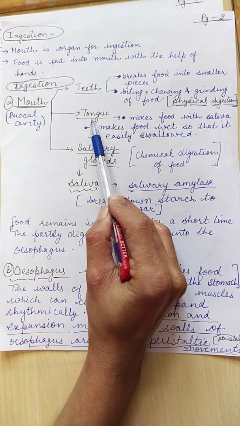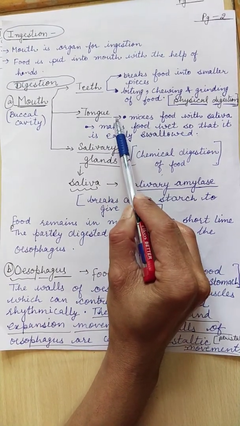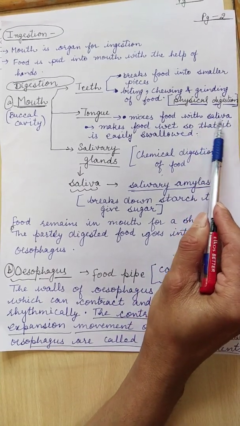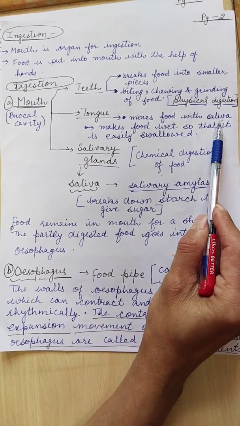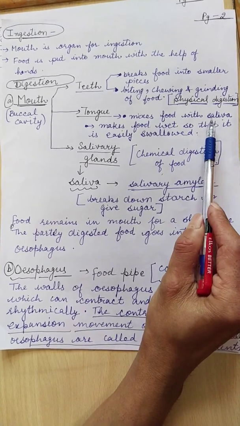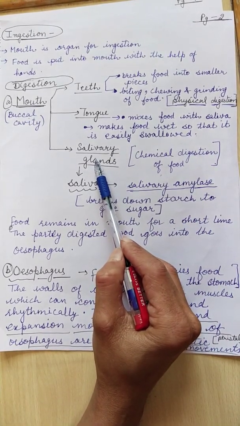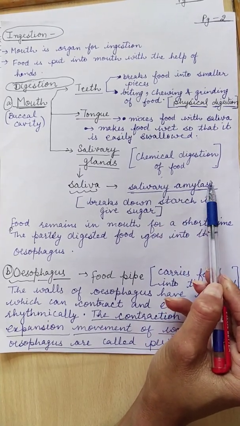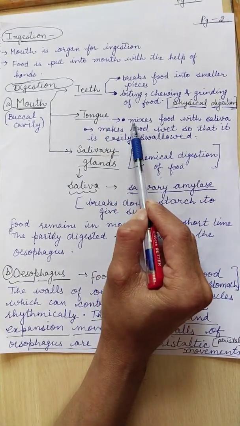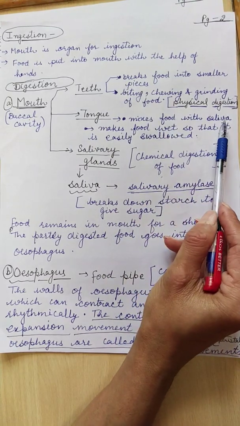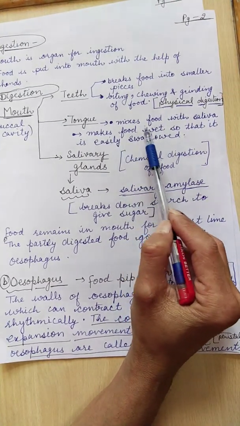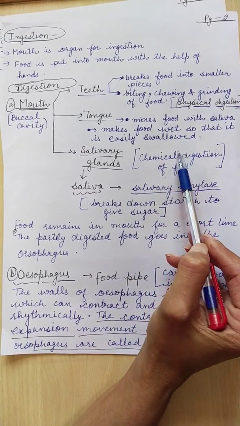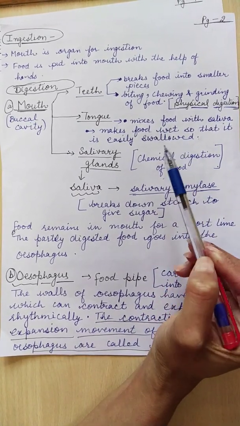Then comes the tongue. Tongue helps in mixing the food with the saliva. Saliva is a liquid substance which is produced by salivary glands, and this contains the enzyme called salivary amylase. Tongue helps in rolling the food with the saliva. It makes the food wet, and wetted food can easily be swallowed into the esophagus.